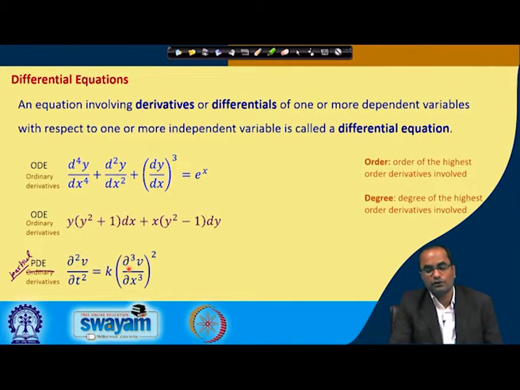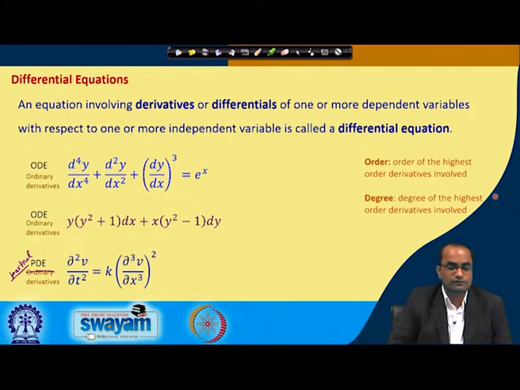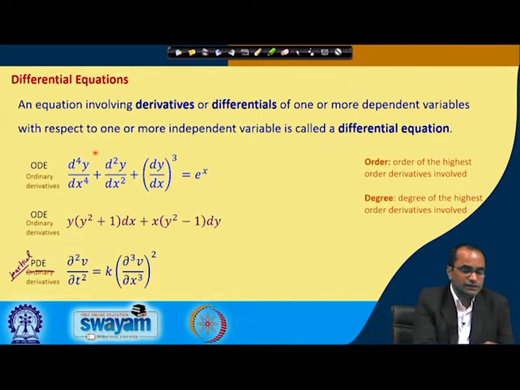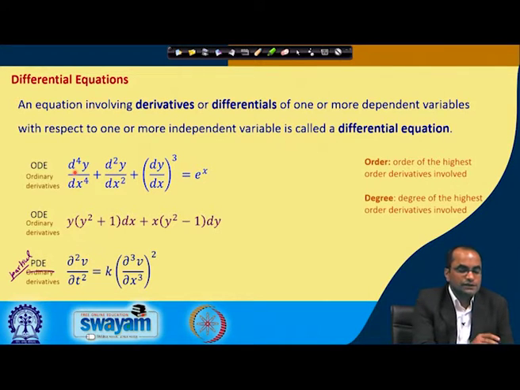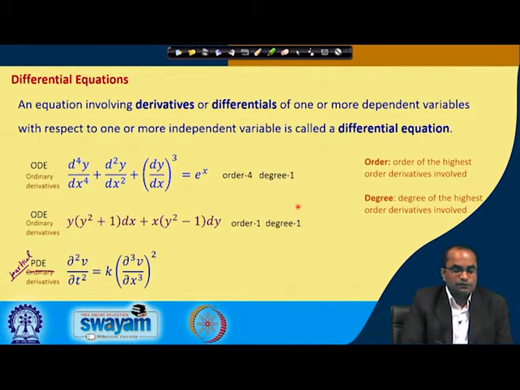There is another terminology we will be using here, degree. The degree in these equations is the degree of, again, the highest order derivative involved. For instance, in this case this is the highest order derivative and the power here is 1, or the degree of this term is 1. So, this is a first degree, but fourth order differential equation. Here the order is 4 and the degree is 1.